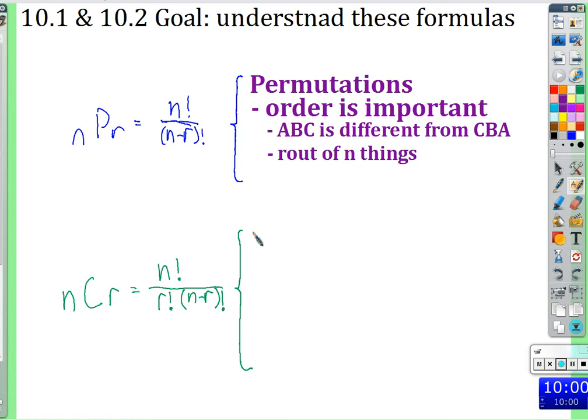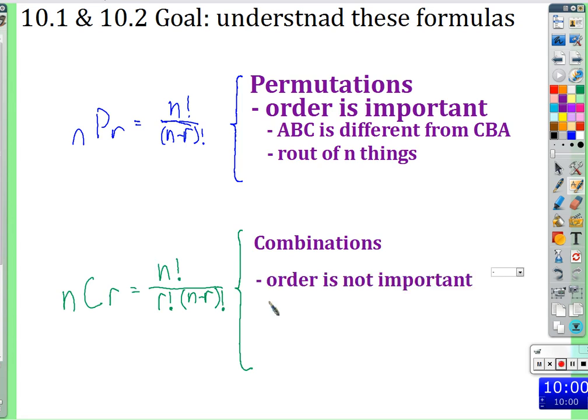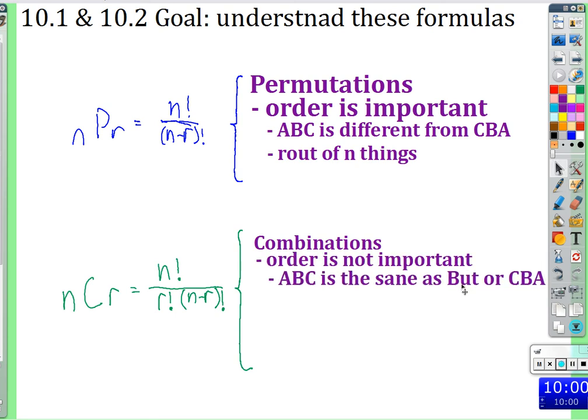This is what we call combinations, when order is not important. An example of that would be ABC is the same as BCA or CBA or whatever other order you could think of. It's all the same when you're talking about combinations. You're just combining things in a group.